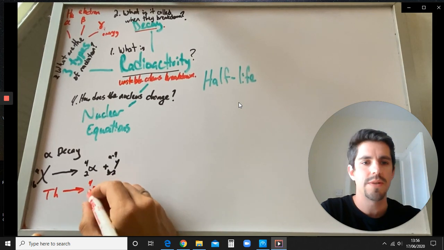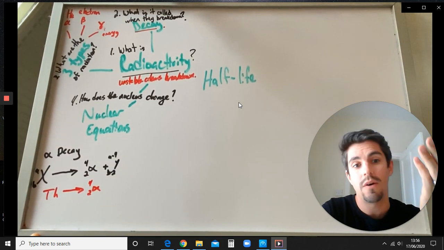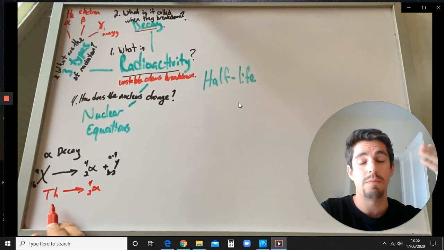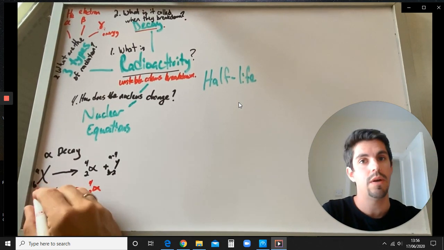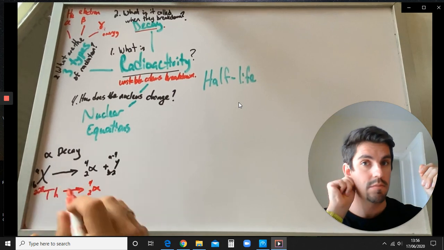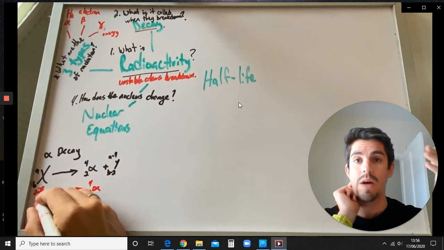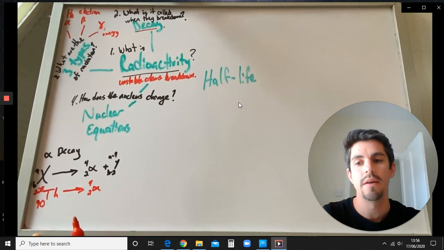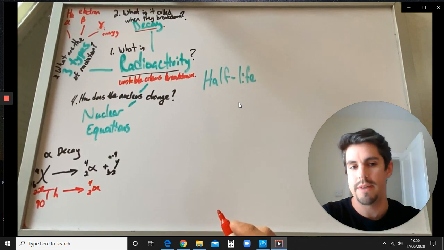So, for example, thorium is radioactive. It can go through alpha decay. Alpha particle is 4, 2. Now, this isn't magic. You don't just need to memorize thorium. Thorium is on the periodic table. So it has a mass of 228, and it has a proton number of 90. So that's what it was before it decayed.